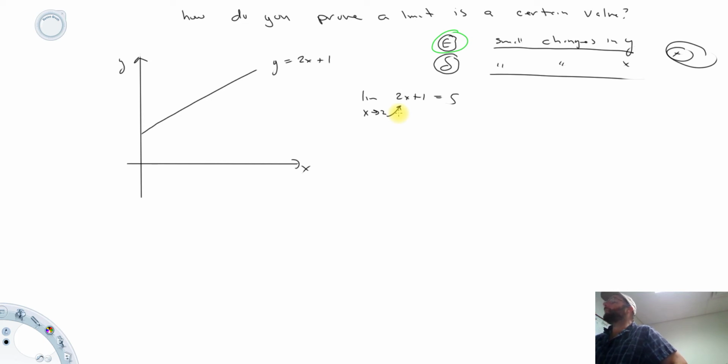Okay, that's not the question, though. The question isn't to calculate the limit. The question is to prove that the limit is this value, and those are different things. So we're going to take a look at this graphically here. Here's x equals 2.